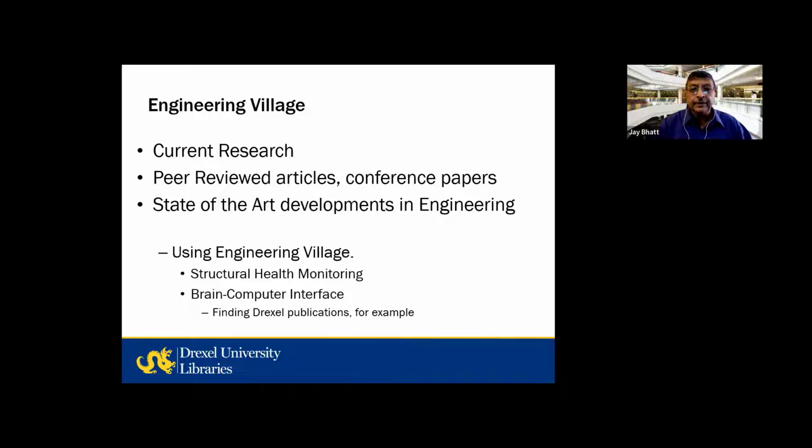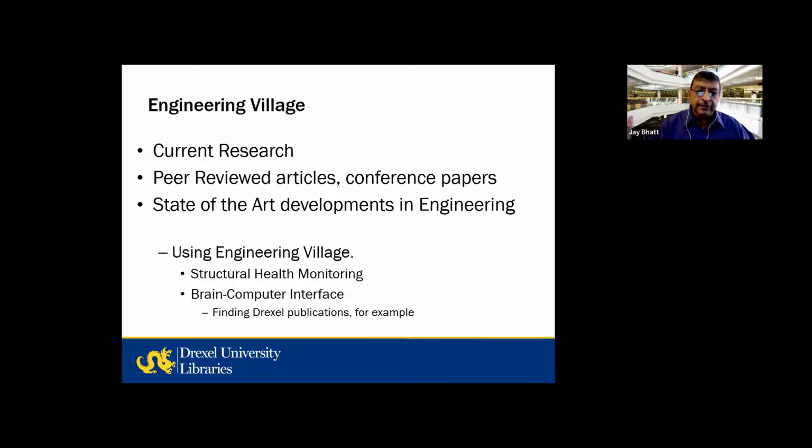So sometimes when we have to look at historical views on how a particular thing evolved from a particular research within engineering or invention, you can really track back using this particular database. We'll use two examples today. First, we'll start with structural health monitoring, and then we'll use brain-computer interface as an example, and particularly look at what kind of publications Drexel authors have published in brain-computer interface, and how do we filter by just Drexel authors. And that you can apply this concept on any research.